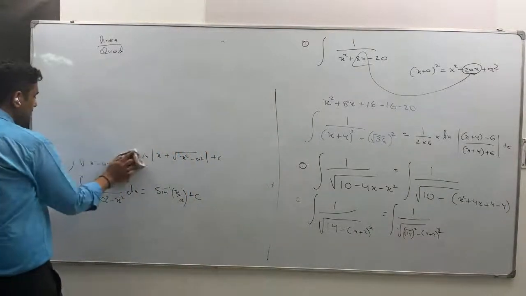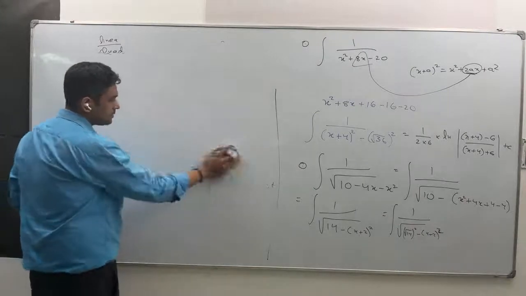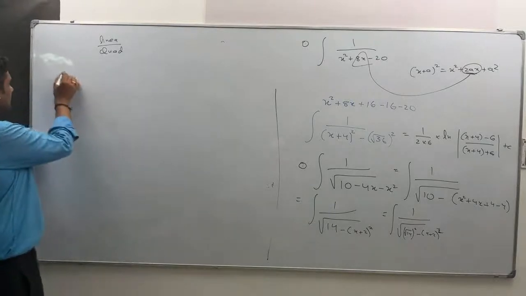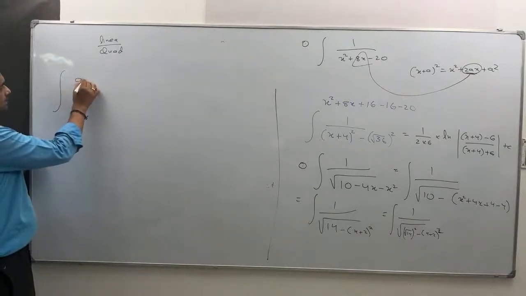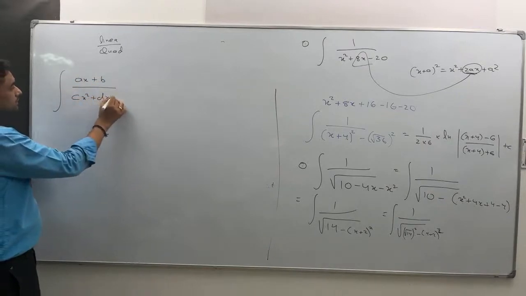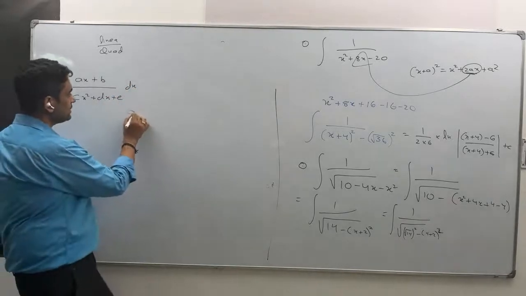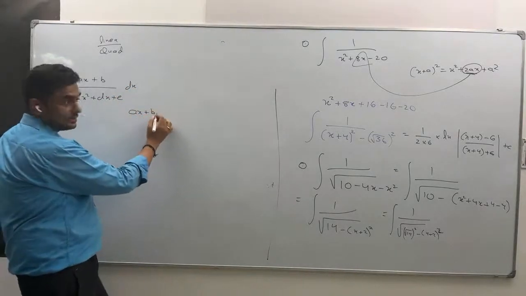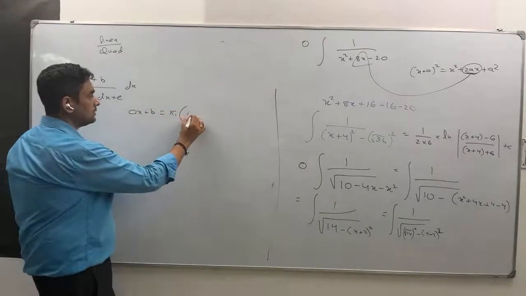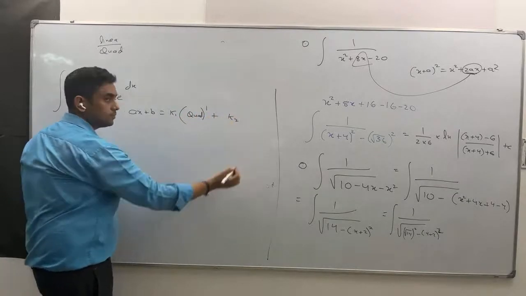Now in linear by root quadratic or linear by quadratic, what will happen is that you have to write the linear term. Let's say I'll just write a general one, (ax plus b) upon (cx square plus dx plus c). So what we have to do is write ax plus b as some k1 times the derivative of the quadratic plus some constant k2.